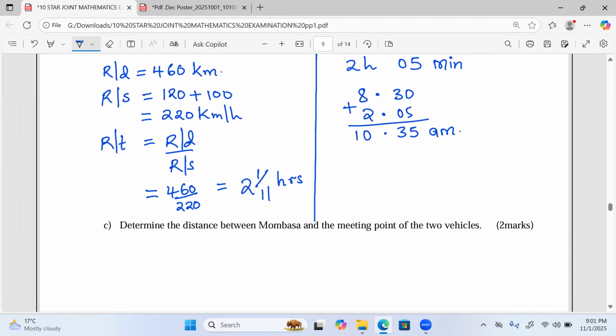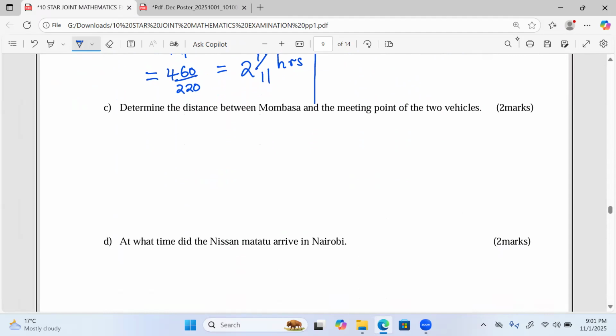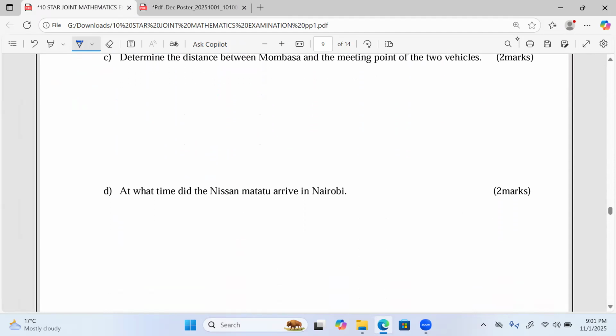So that is the time the two vehicles shall be meeting. Let's look at part C of this question. Determine the distance between Mombasa and the meeting point of the two vehicles.